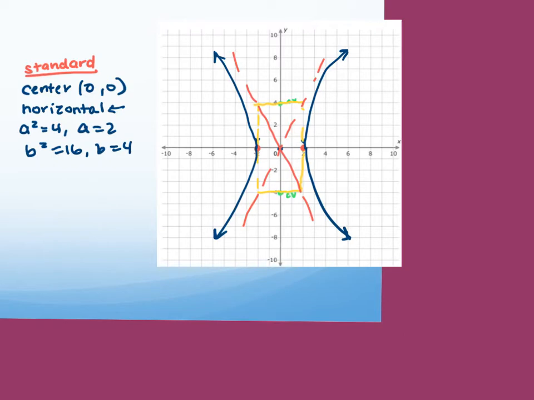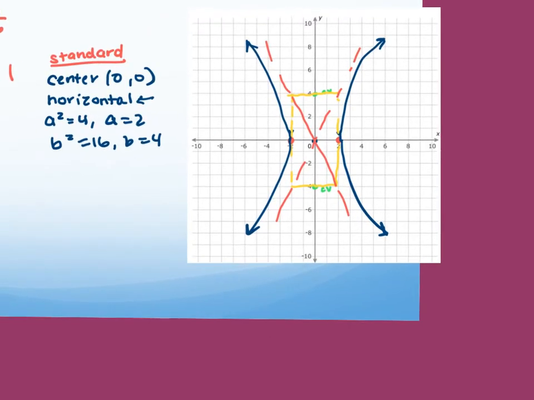Now it didn't ask for the foci, but if it did, I would do c squared equals a squared plus b squared to find where the foci were, which would be 4 plus 16, which is 20. c would equal the square root of 20, which is a little bigger than 4 but less than 5. So let's just say it's 4.5. If I was to write it exact, it'd be 2 root 5.